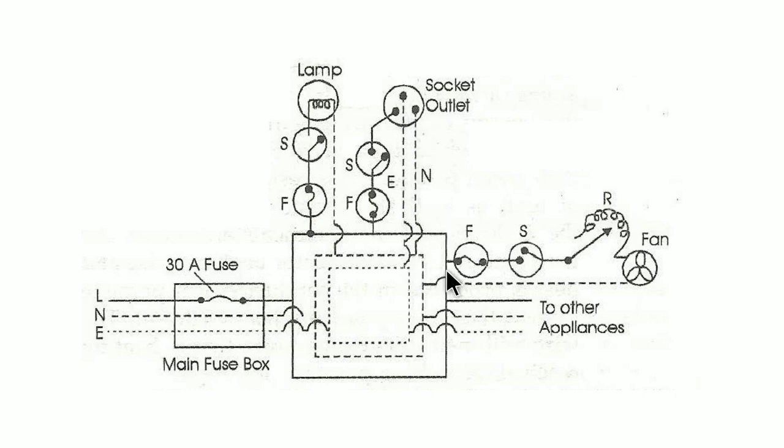Similarly from this side there is a fan connected. The live wire passes through the fuse and the switch, and this is the resistance of the fan. This resistance means it's a controller of the fan which controls the speed of the fan. If you increase the resistance, then the speed of the fan will be less, and if you decrease the resistance, then the speed of the fan will be more, and it is again connected to the neutral wire over here.